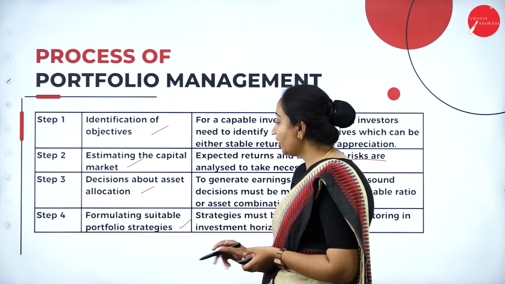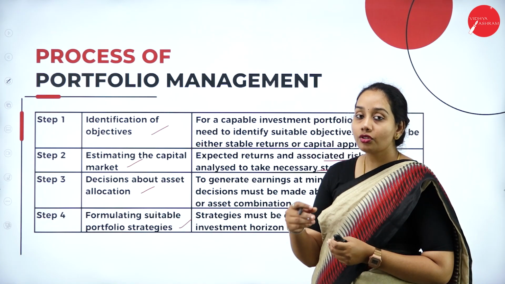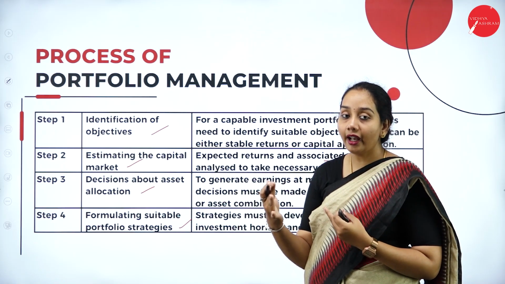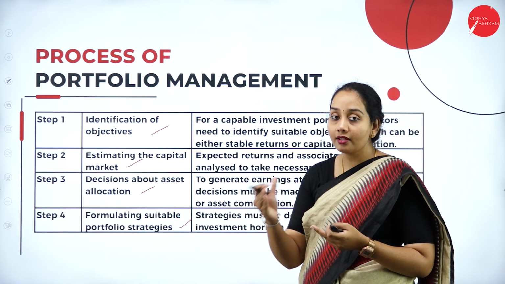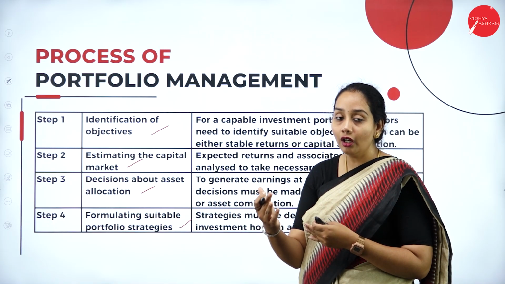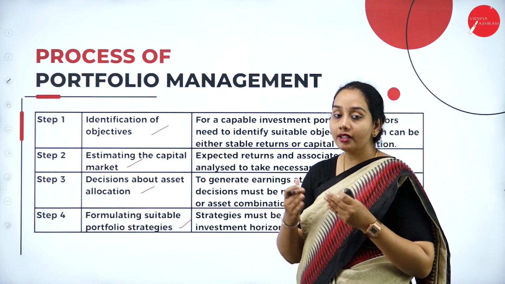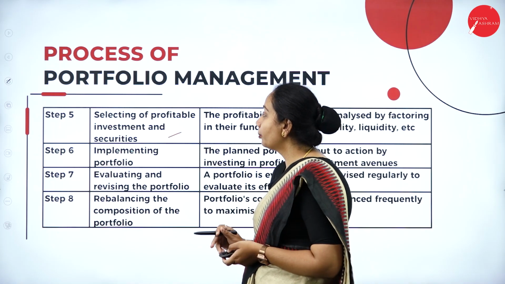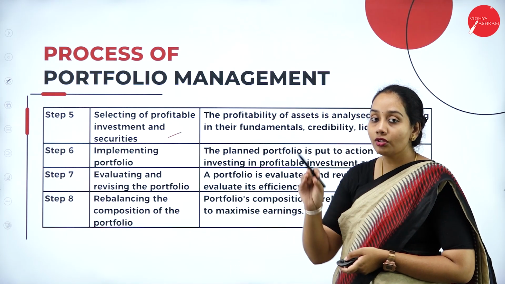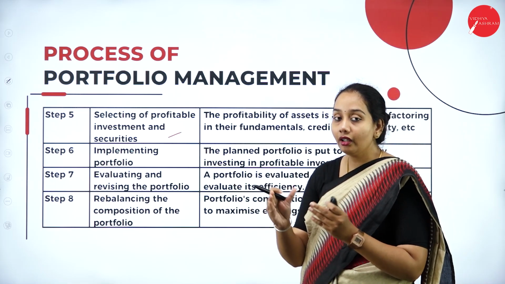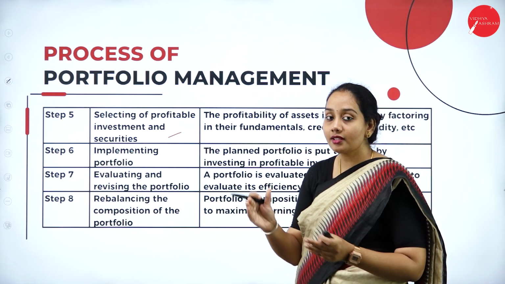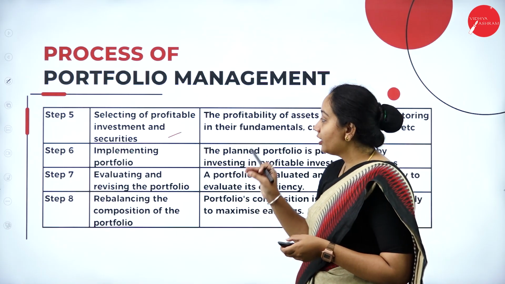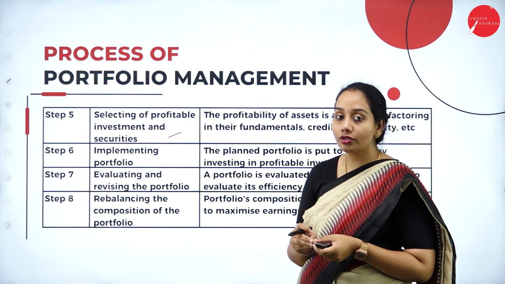Then step 4 is formulating suitable portfolio strategies. That means understanding the performance of the stocks, securities or market, and based on that you can buy and sell, and play such strategies or tactics so that the risks can be tolerated. Fifth step is selecting profitable investments and securities. After you have analyzed the market, made the fundamental analysis and the technical analysis, the next step is to select the profitable investment and the security portfolios or projects.